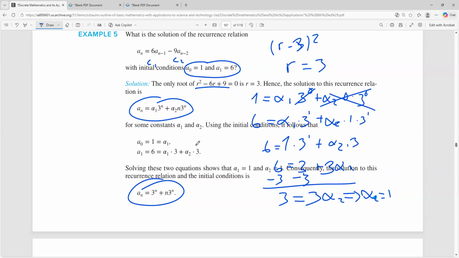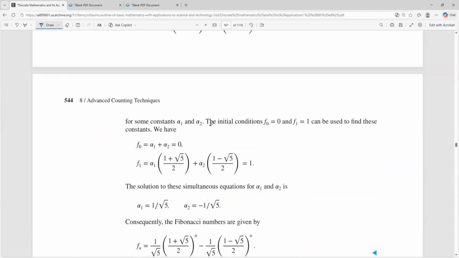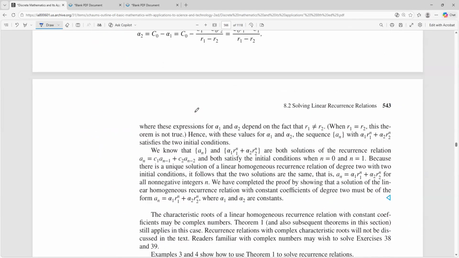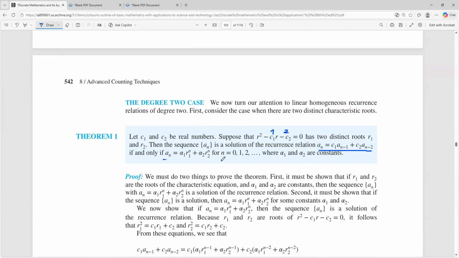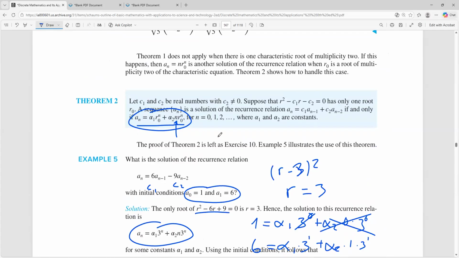Any questions? I went through that a bit fast, so if you have any questions, feel free to let me know. The main idea: you find the roots, bingo. If the roots are two distinct roots, you use this equation and then you solve. If it's only one root, you use this equation and you solve. Okay? So that's how it works.